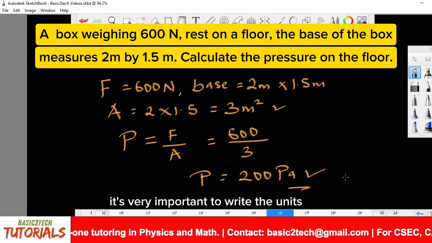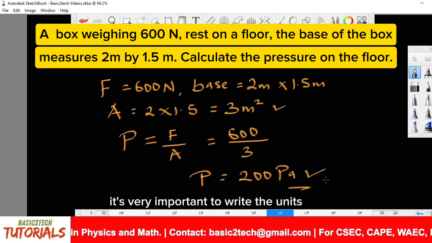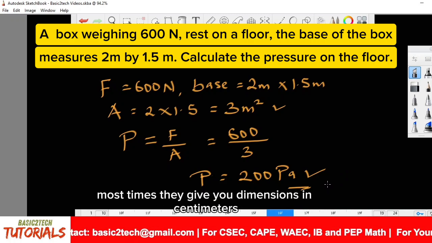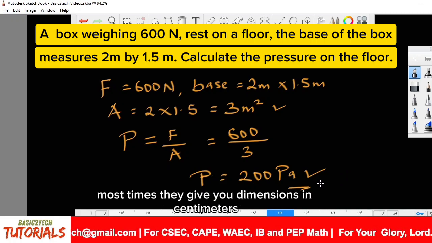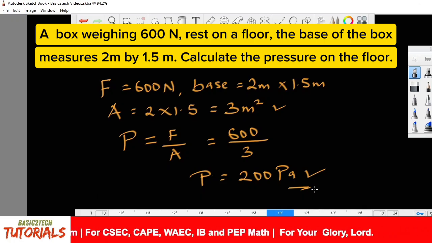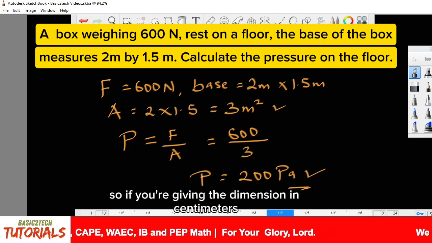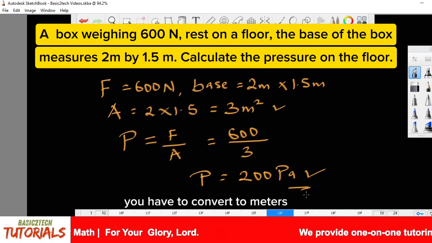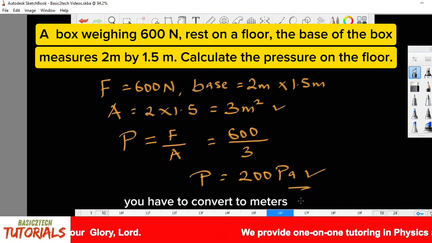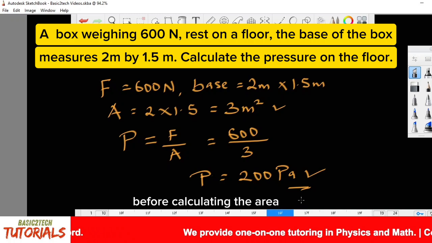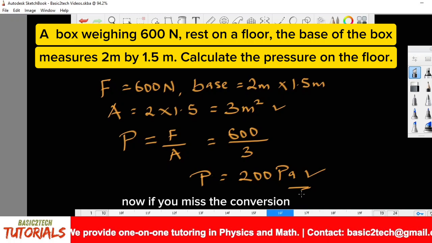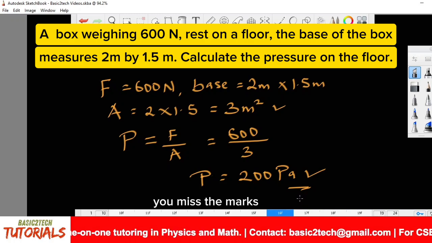It's very important to write the units beside the number. Most times they give you dimensions in centimeters, not meters. So if you're given the dimension in centimeters, you have to convert to meters before calculating the area. Now, if you miss the conversion, you miss the marks.